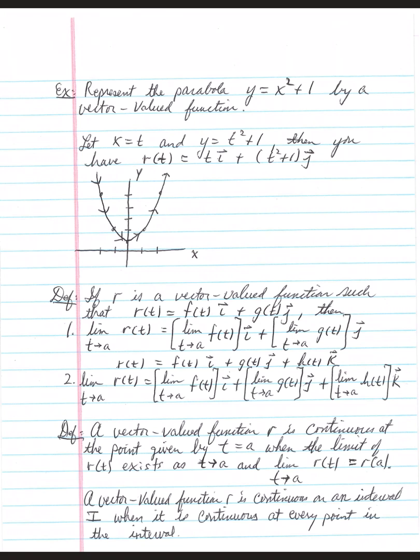Another definition: a vector-valued function r is continuous at the point given by t equals a when the limit of your vector-valued function exists as t approaches a, and then that limit value substituted into your vector-valued function is equal to the vector-valued function with that numerical value directly subbed in. That's continuity. A vector-valued function r is continuous on an interval I when it is continuous at every point in the interval.